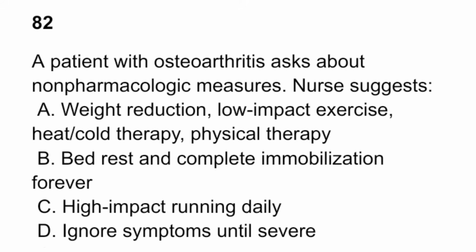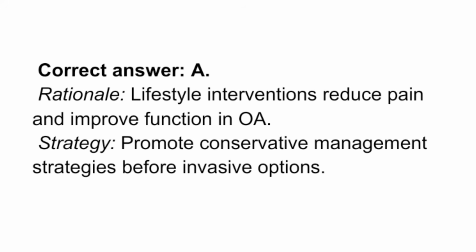82. A patient with osteoarthritis asks about non-pharmacologic measures. Nurse suggests A. Weight reduction, low-impact exercise, heat/cold therapy, physical therapy. B. Bed rest and complete immobilization forever. C. High-impact running daily. D. Ignore symptoms until severe. Correct answer, A. Rationale: lifestyle interventions reduce pain and improve function in OA. Strategy: promote conservative management strategies before invasive options.